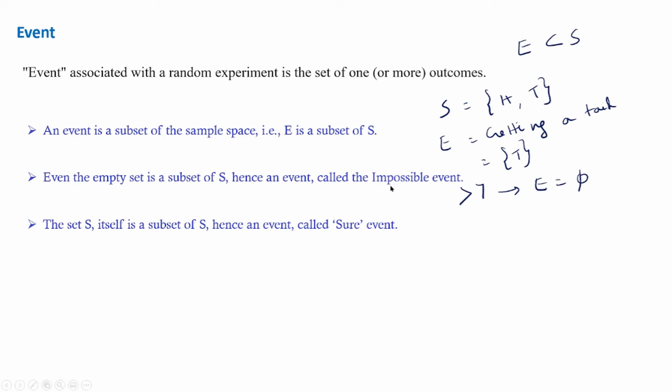And similar to the impossible event, we have another event called the sure event, which means it is the set S itself. We know the set S itself is a subset of S, and hence this whole set is called the sure event. Again, for example, in rolling a die, getting a number less than or equal to 6 is a sure event. So here the event is the sample space itself.